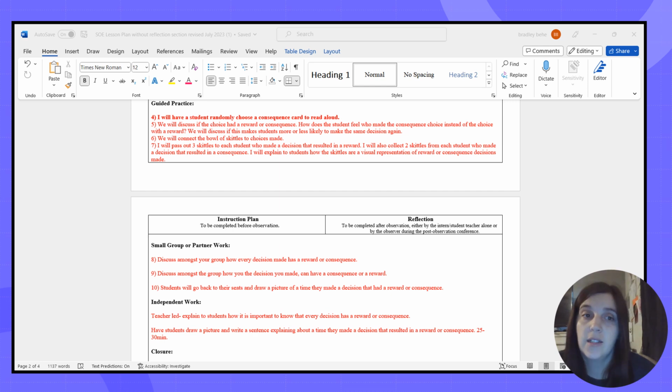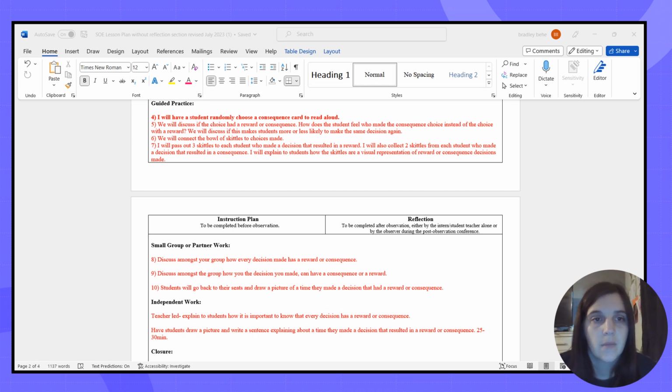So for my guided practice, I will have a student randomly choose a consequence card to read aloud. This may mean lunch in detention, it may be lose 10 minutes of recess, just something small, but it's enough of a consequence to make them think about their decision.